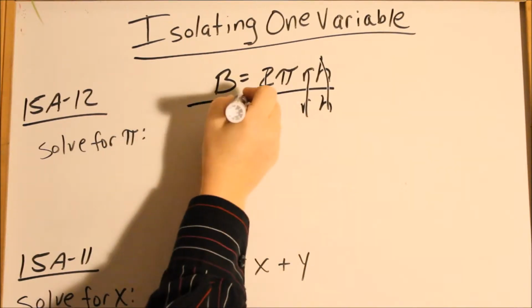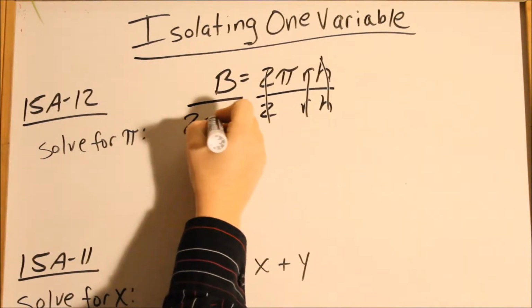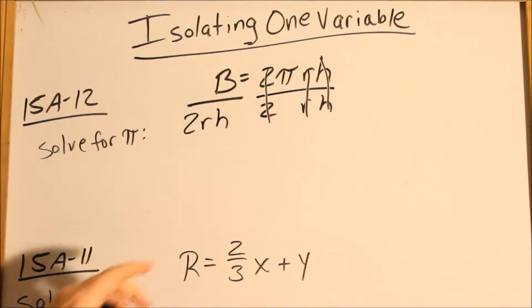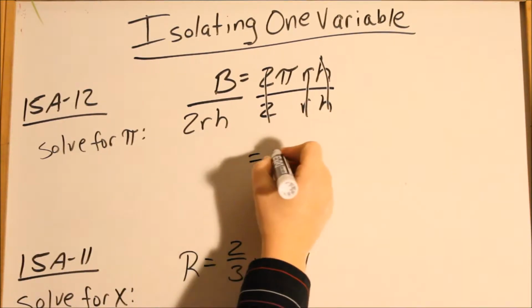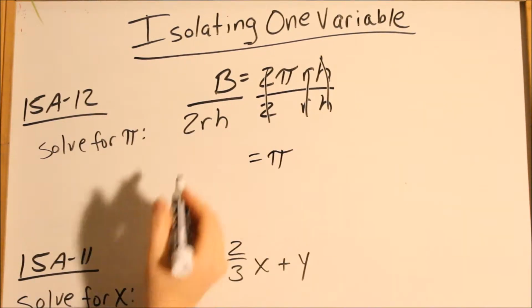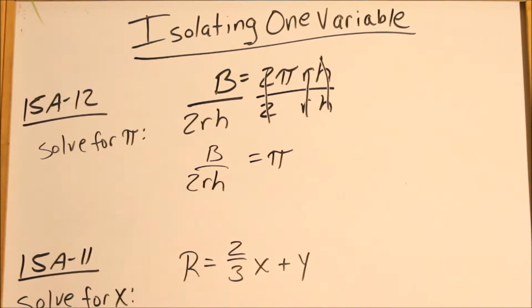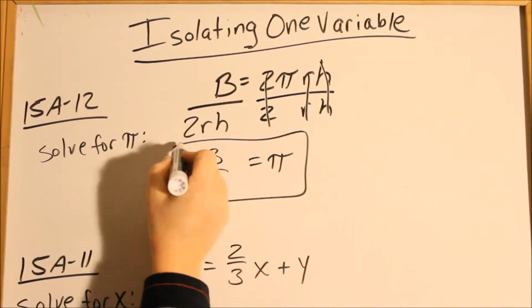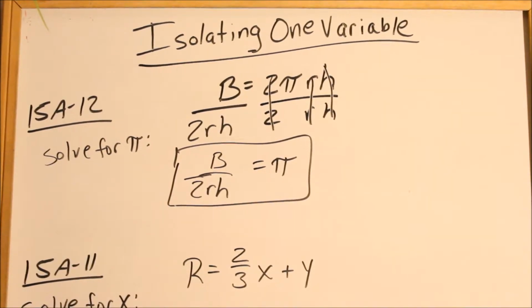Whatever you do to one side, you have to do the other side. If you're going to divide this side by 2rh, you have to divide the left side by 2rh. So now the only thing left over here is pi, and it doesn't matter if pi is on the right or the left, and then B over 2rh, and then that is it. That 2 is in the denominator. So that would be your final answer. Pi equals B over 2 times r times h.